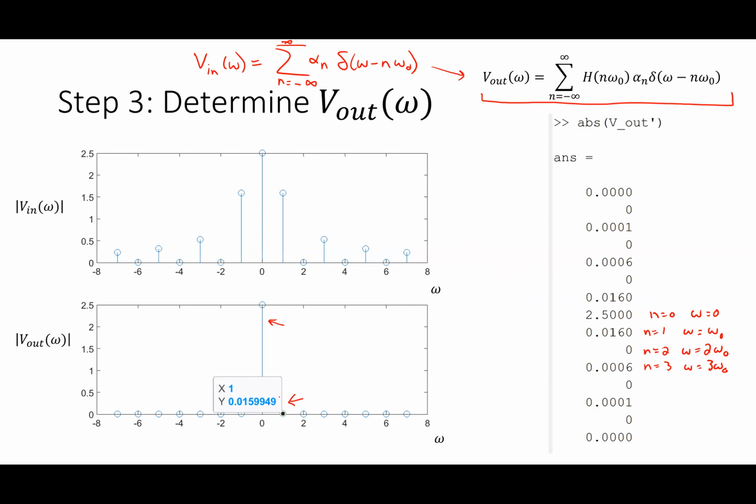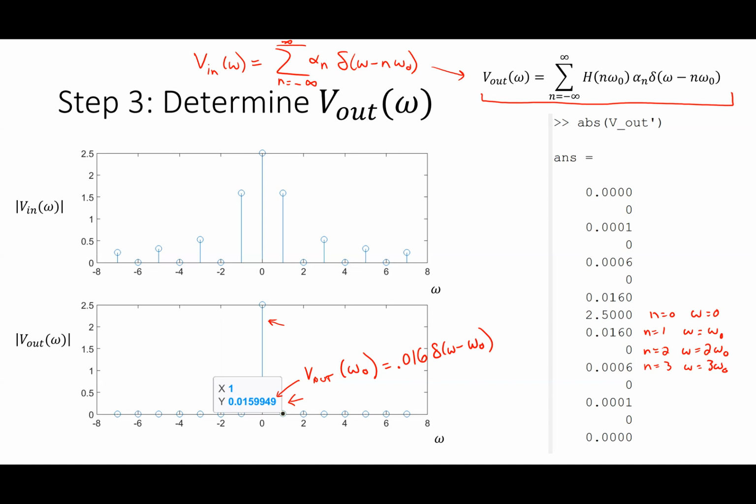This is telling me that, according to this, the magnitude of V out at omega naught is basically about 0.016 times delta of omega minus omega naught, like that, right? So its magnitude is awfully small. Not 0, but very small.